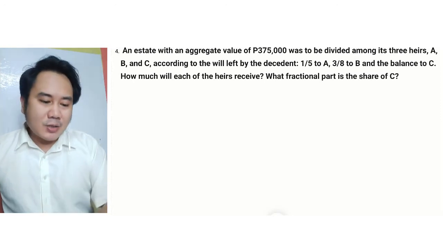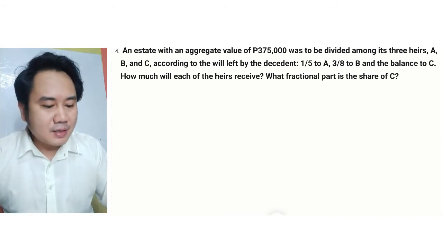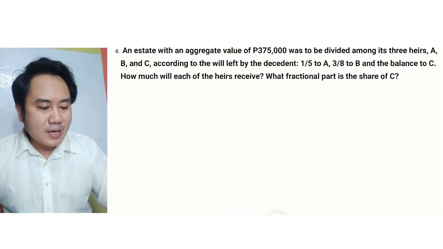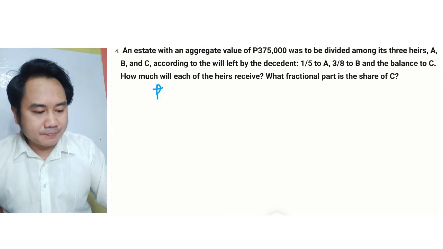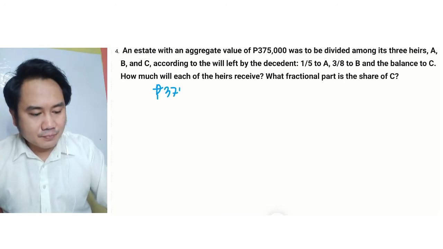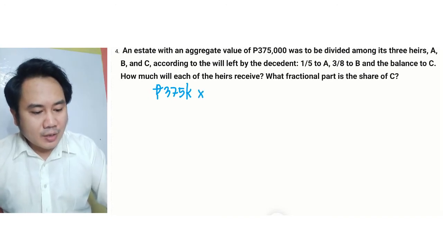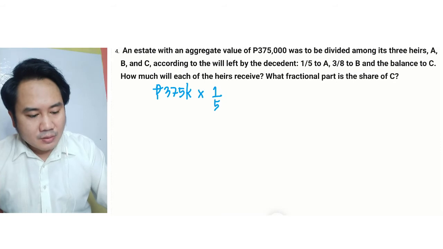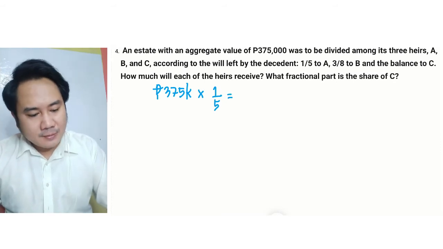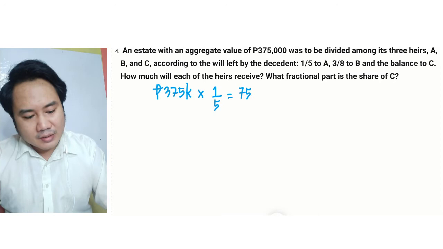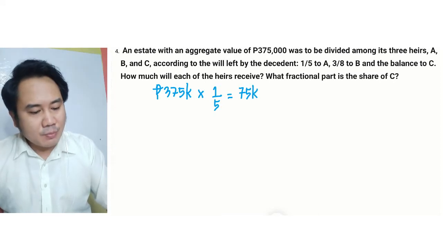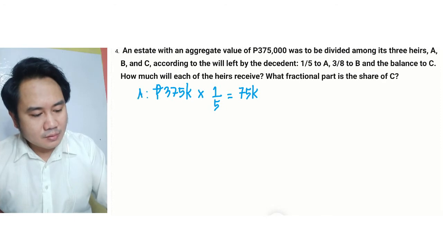Alamin natin kung magkano ang mapupunta sa bawat heirs, kay A, kay B, at kay C. If the aggregate value is 375,000, multiply natin to kay 1/5, yung part ni A, the result is 75,000. Ito yung mapupunta kay A. Let us determine kung magkano mapupunta kay B.